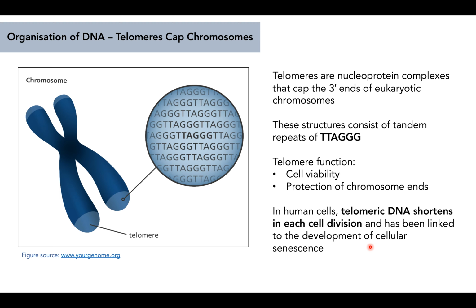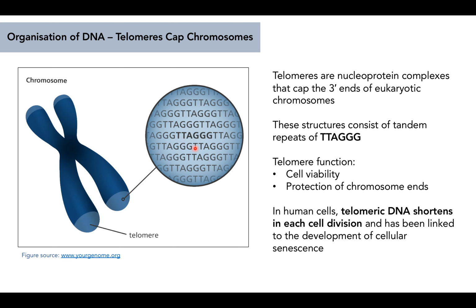Now, another important structure that you need to know is the telomere. A telomere is basically the very end of a chromosome. So at the end of the chromosome, we can see a cap at the 3' ends of each eukaryotic chromosome, and this is called a telomere. And if we have a look at the sequence of the telomere, they are composed of repeats of this sequence: thymine, thymine, adenine, guanine, guanine, guanine. So that's what's in a telomere.